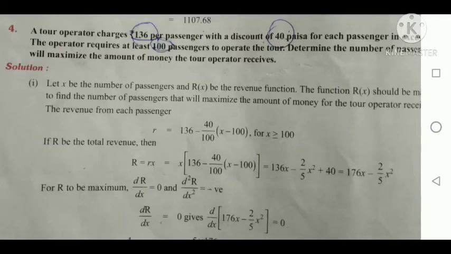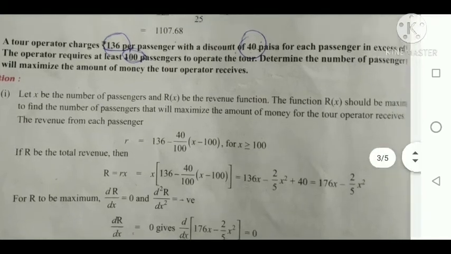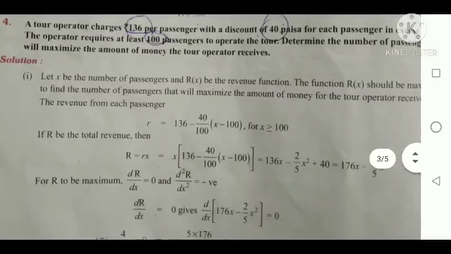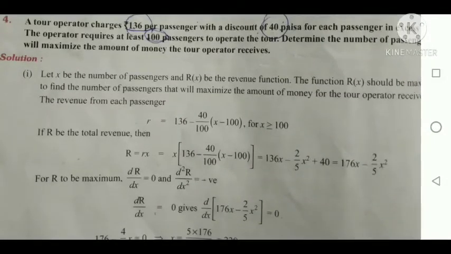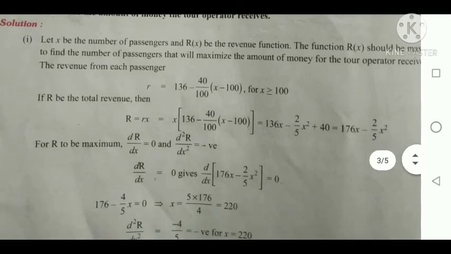A tour operator charges 136 per passenger with a discount of 40 paisa for each passenger in excess. The operator requires at least 400 passengers to operate the tour. Determine the number of passengers that will maximize the amount of money the tour operator receives. So how many passengers are needed in order to maximize the revenue of the tour operator?